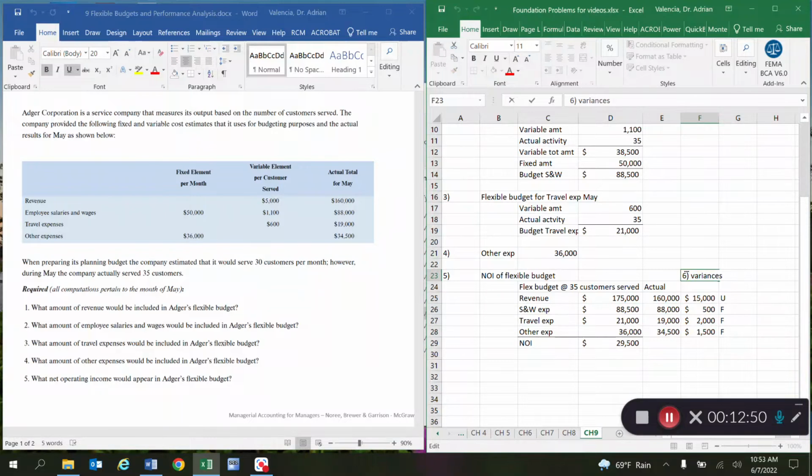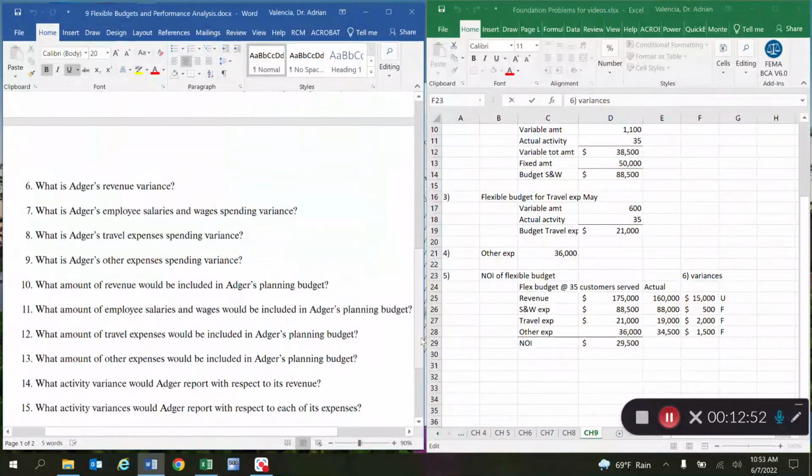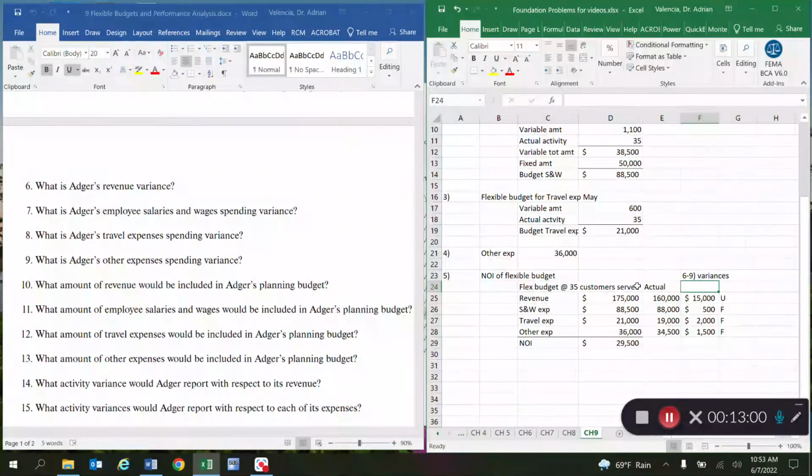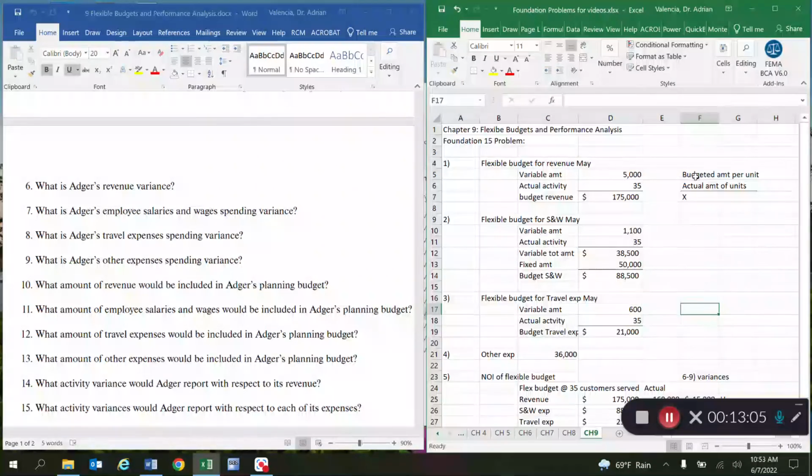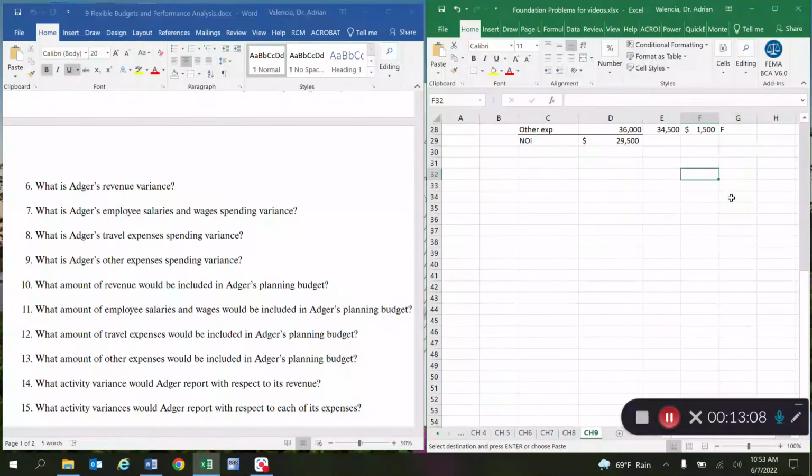So just to be clear, this is 6 through 9. Okay, so I'm going to put in here 6 through 9. That responds to 6 to 9. Now, again, this flexible budget is based on this formula here. Let me copy it down.